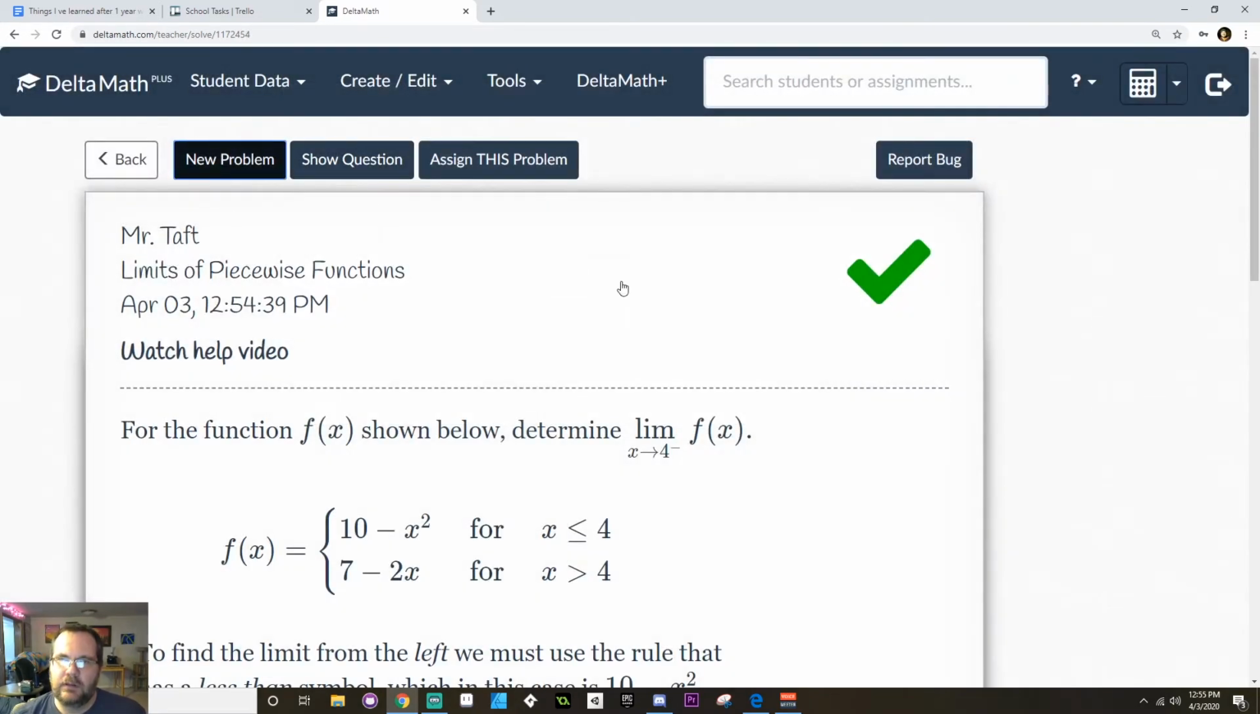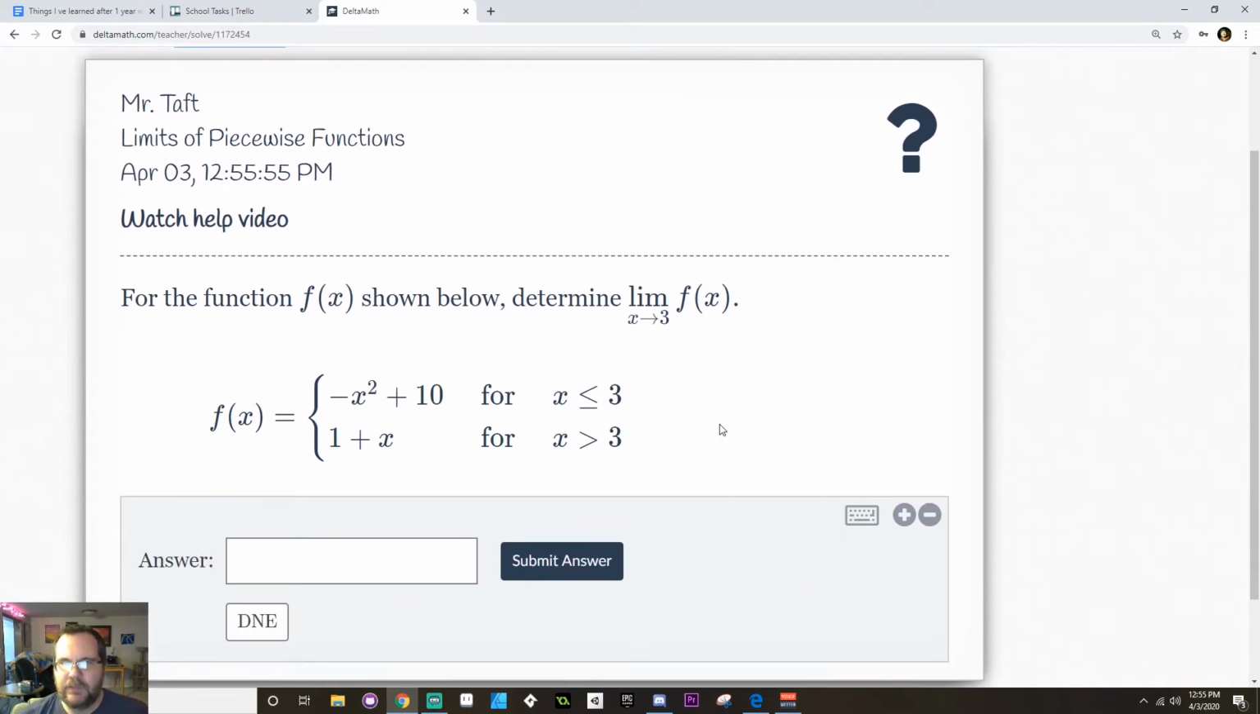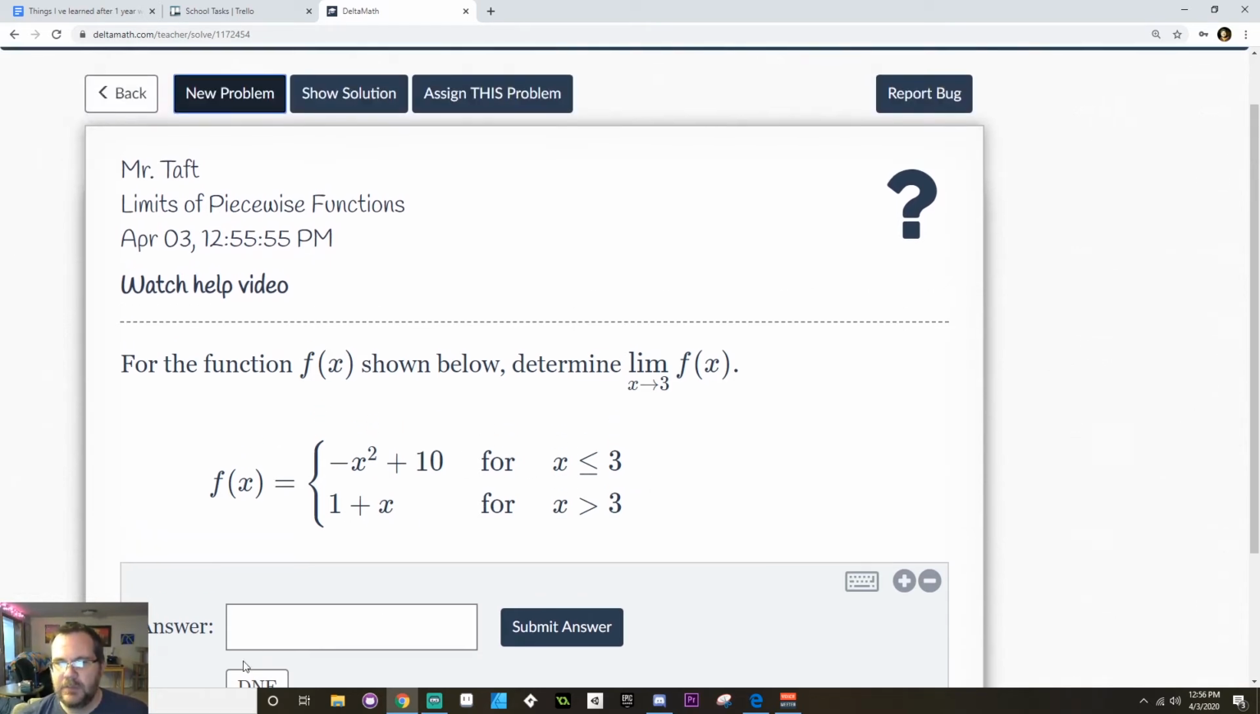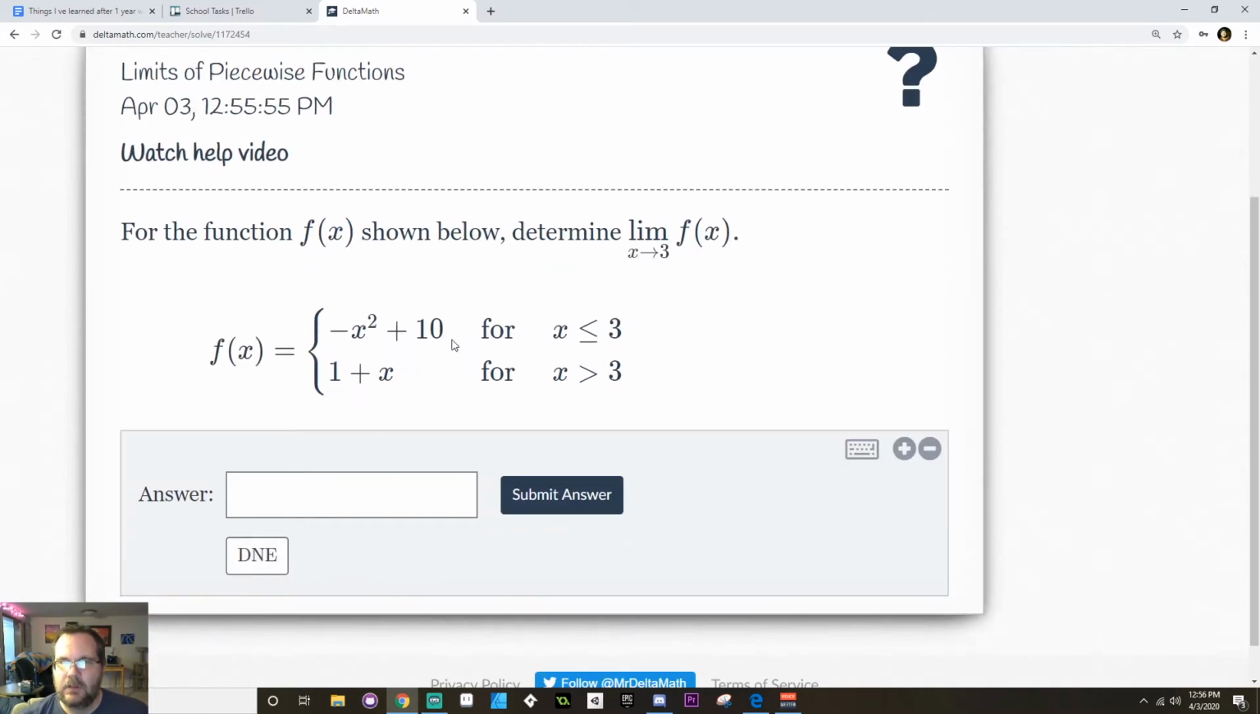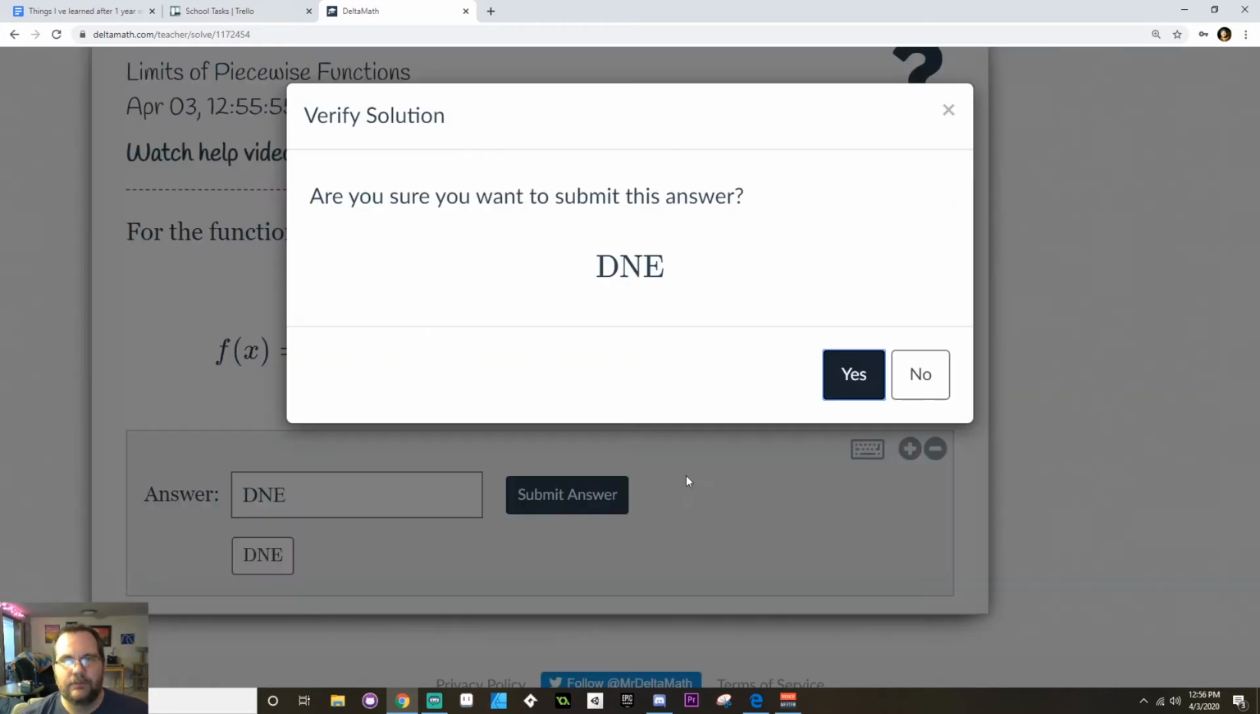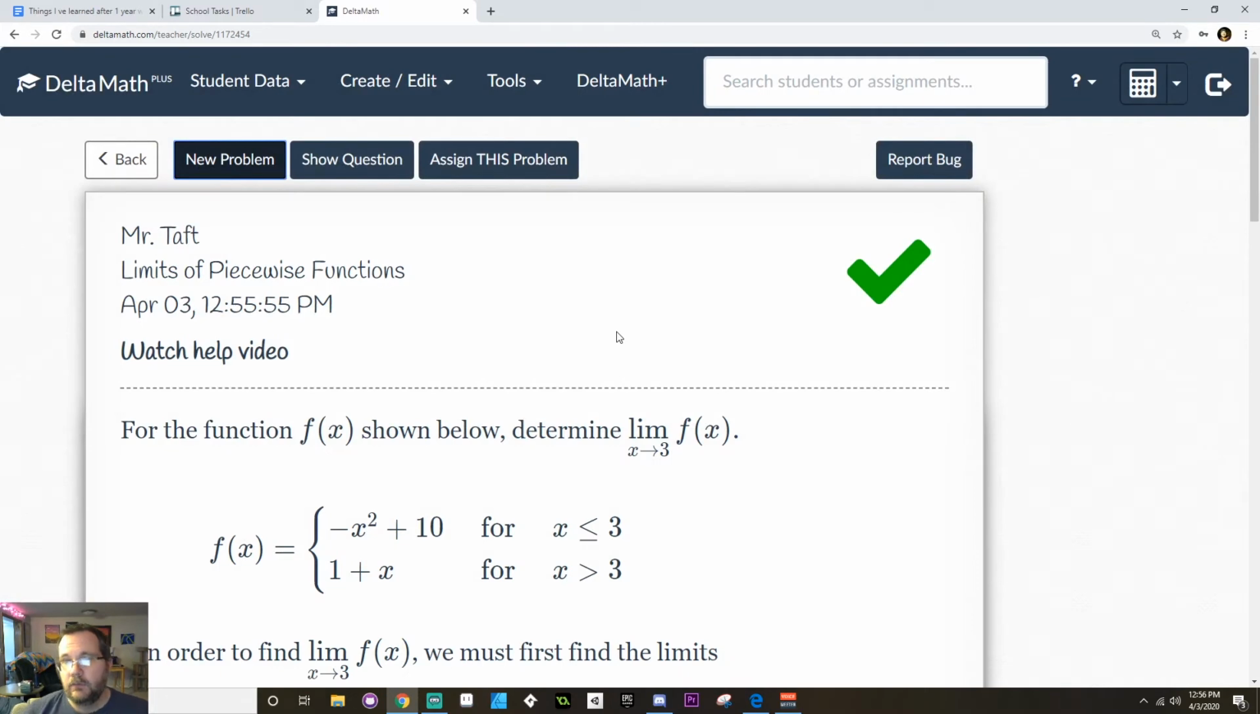Okay, let's take a look at another version of this. Here, this isn't a handed limit, it's just a general limit. So you want to take a look at the value it's approaching from the left and the value it's approaching from the right. If those two values aren't the same, then the limit does not exist, which is this DNE here. If I put in 3 for x, negative 3 squared is negative 9. Negative 9 plus 10 is 1. And if I put in 3 for x here, I get 4. So it's approaching 1 from the left, and it's approaching 4 from the right, which means the limit does not exist. All right, so there's piecewise functions.